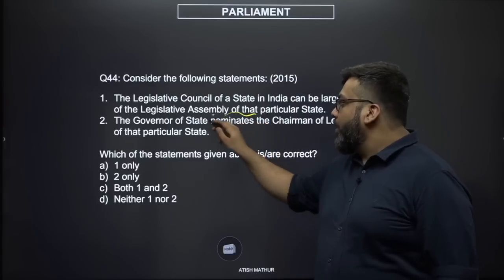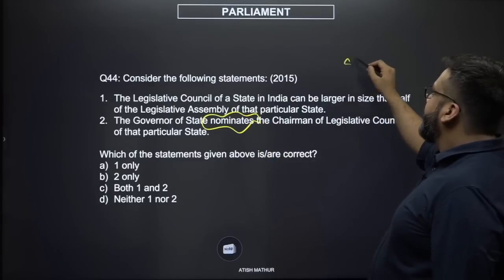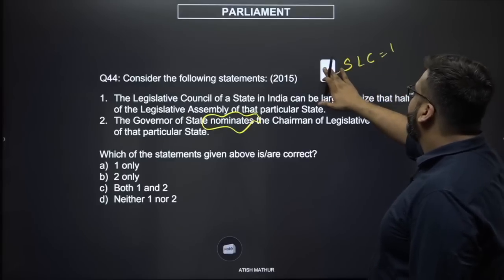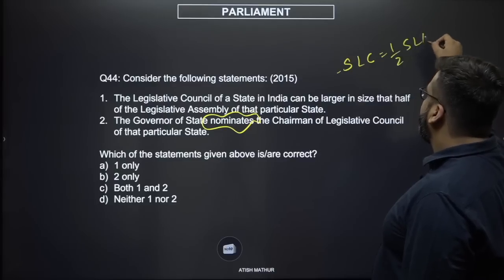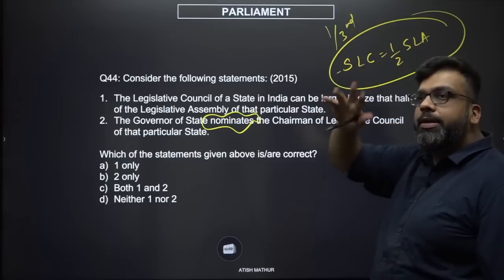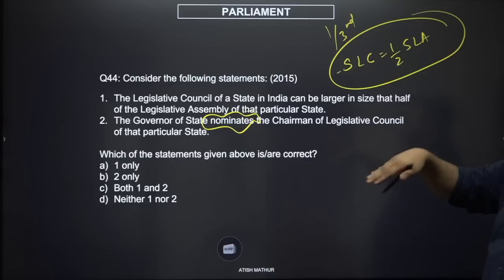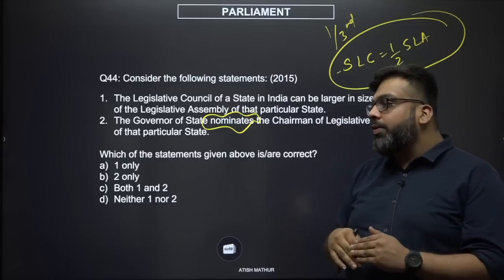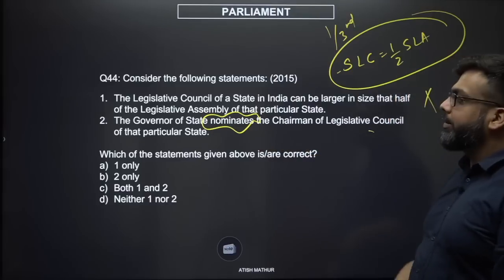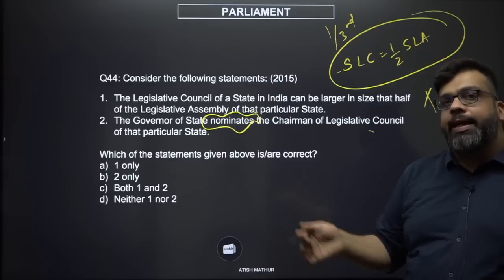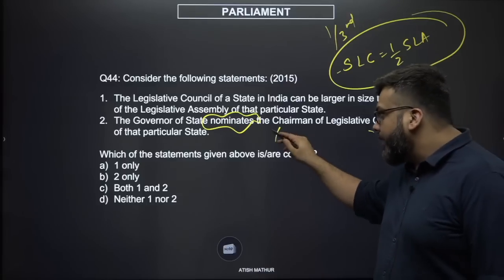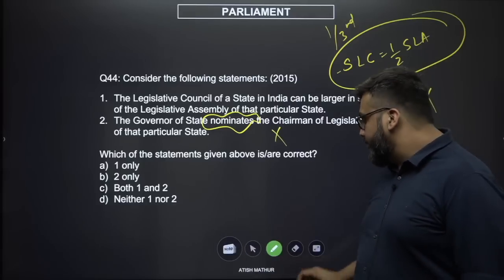All right. What you're saying here is that state legislative councils can be half the size of the state legislative assembly. We know that they can't be more than 1/3, because this half arrangement makes sense for Lok Sabha and Rajya Sabha. This is how the second houses of the states are also lower in quantity than the center. So the first is wrong. The governor nominates the chairperson. A nomination to the presiding officer of a house is democratically blasphemous. Cannot happen. Both of them are incorrect. The answer should be D.